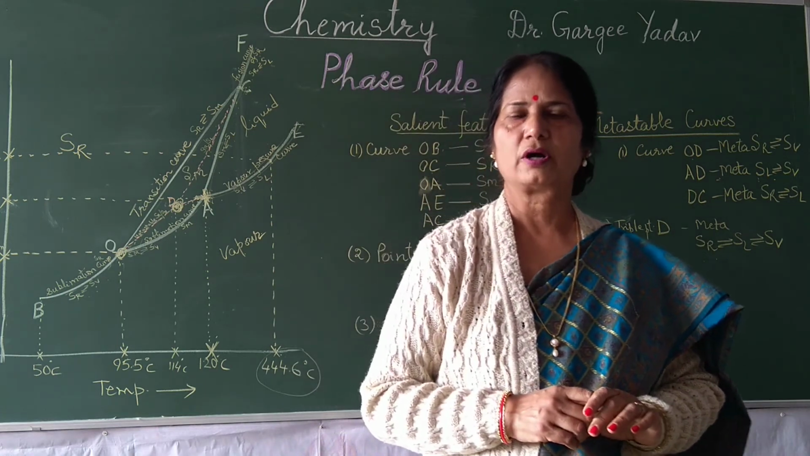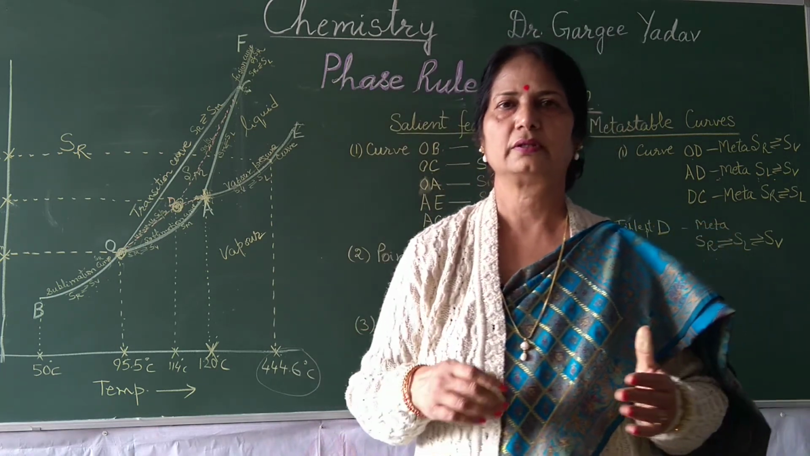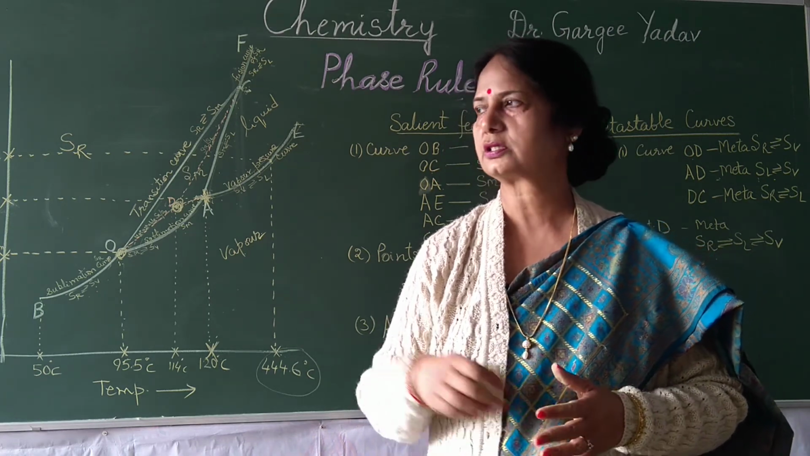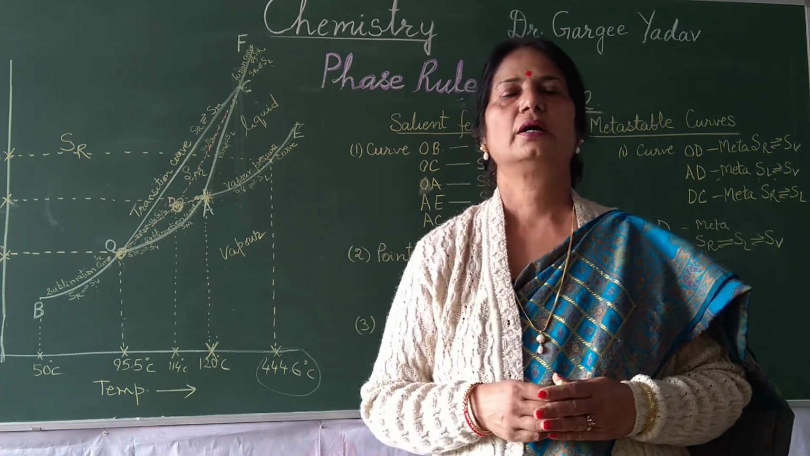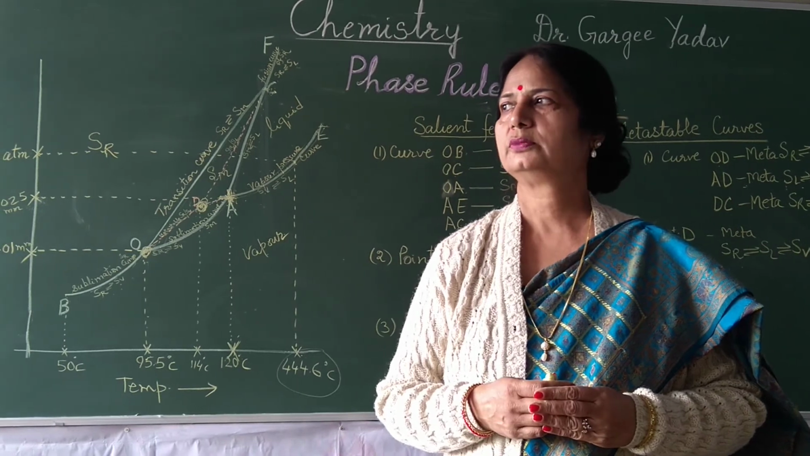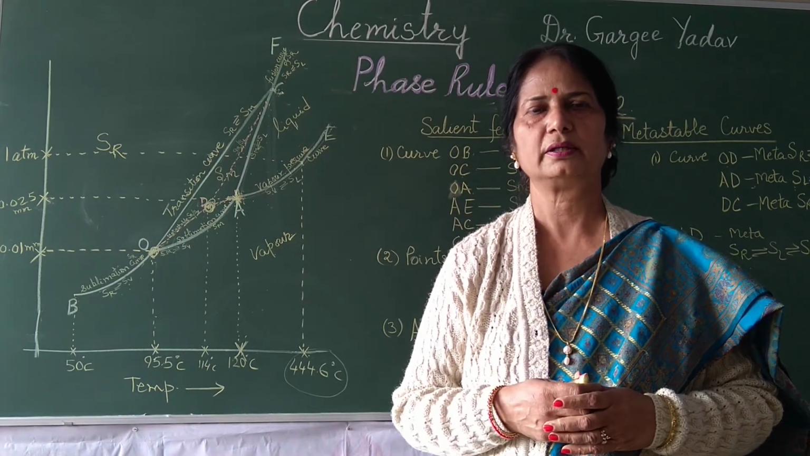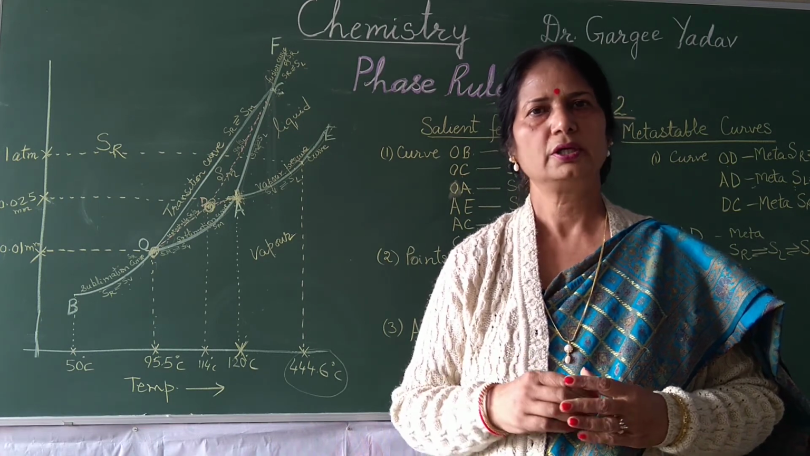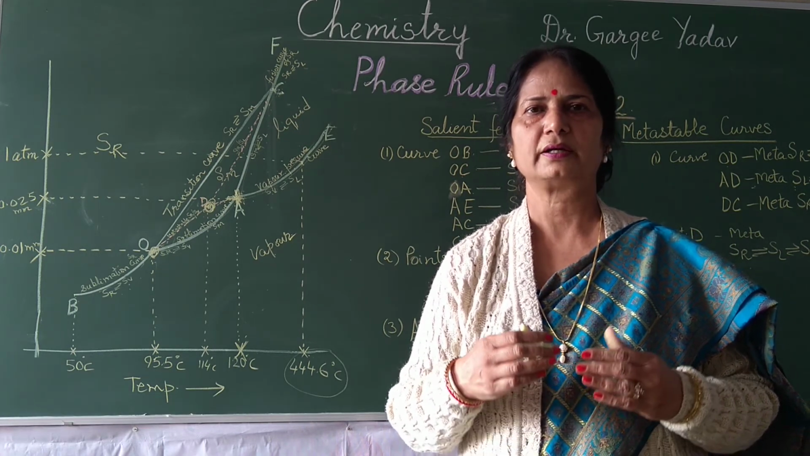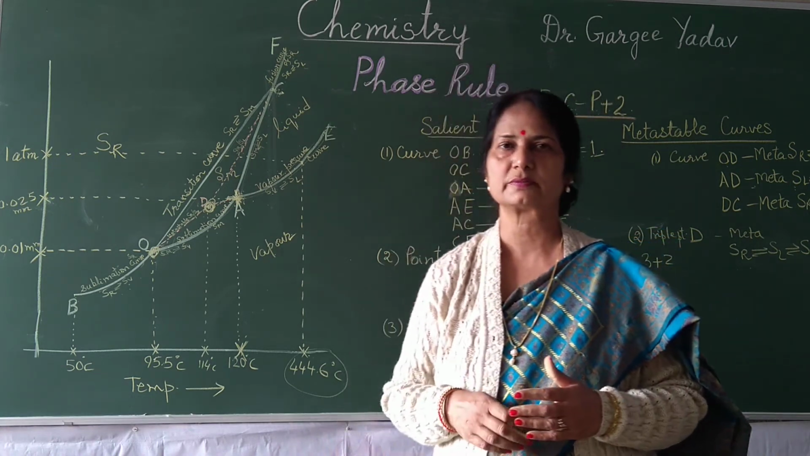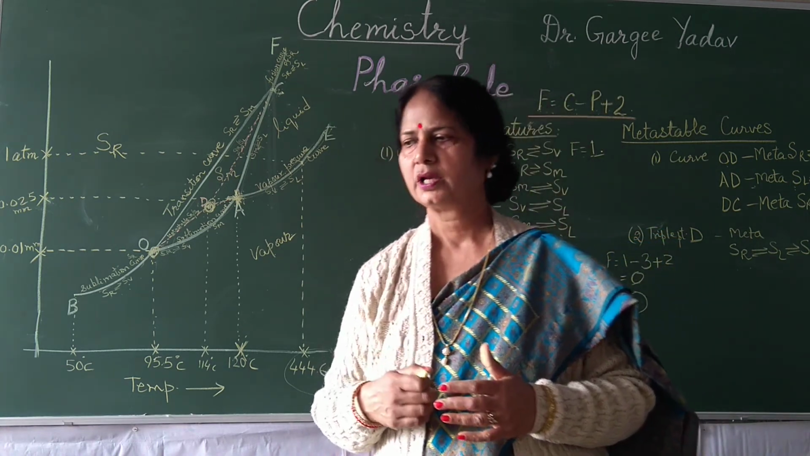So that's all for the one component systems. I have told you about the water system, the carbon dioxide system, and today was the sulfur system. So with this, the one component systems are over, and next time I will tell you about the 2 component systems, under which there are the systems having congruent melting points and the systems having incongruent melting points.